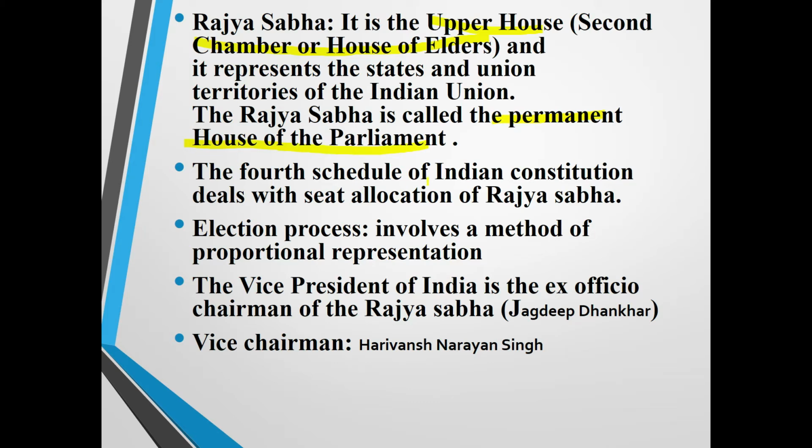The 4th schedule of the Indian Constitution deals with the seat allocation of Rajya Sabha. Coming to the election process, it involves a method of proportional representation. The Vice President of India is the ex-officio chairman of the Rajya Sabha, and now the Vice President of India is Jagdeep Dhankhar, and the Vice Chairman is Harivansh Narayan Singh.